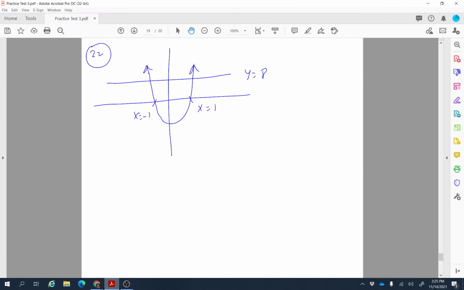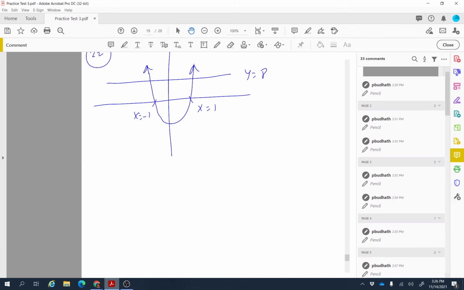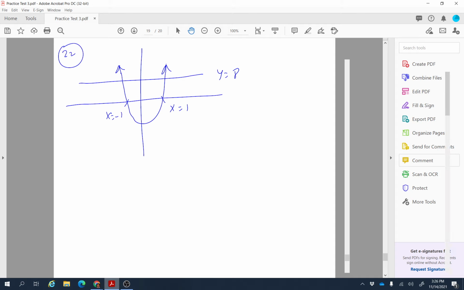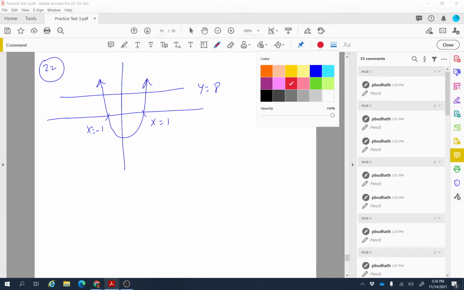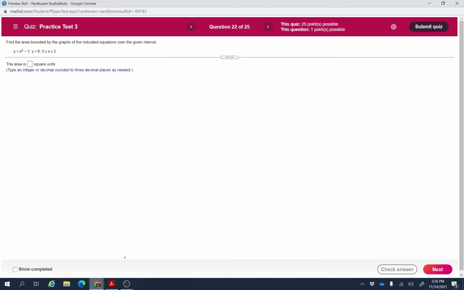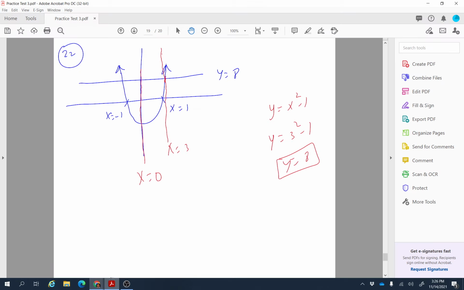So I'm going to use a different color here. So x equal to 0 means this line. And x equal to 3 would be the line passing through this point. Why is that? Because when x is 3, the curve y equal x squared minus 1 gives you 3 squared minus 1, which is 8. So when x is 3, the y value would be 8. So we want to find the area bounded by the graph of the indicated equation over the given interval, from here to here, this area.